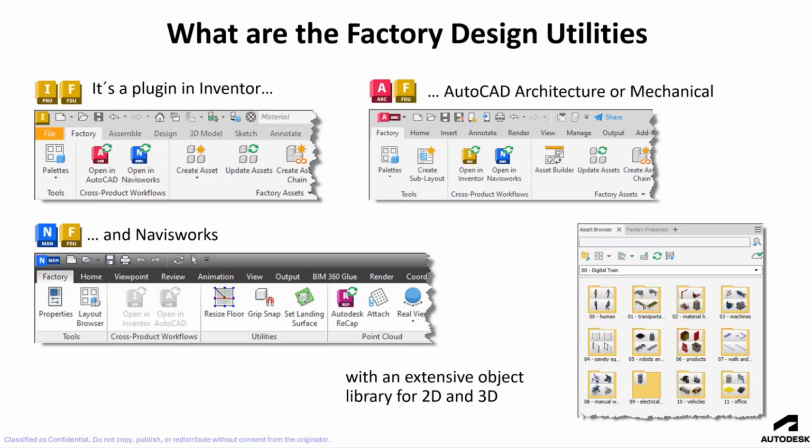In the right bottom part of the screen, you can see the libraries of factory assets: human, transportation-related, material handling, machines, conveyors, vehicles. All is there. If you are an industrial machinery manufacturer and want to add your own machine into the assets, you can do that as well. There is a process to make your equipment an asset so that it's easier to use next time, like a Lego.